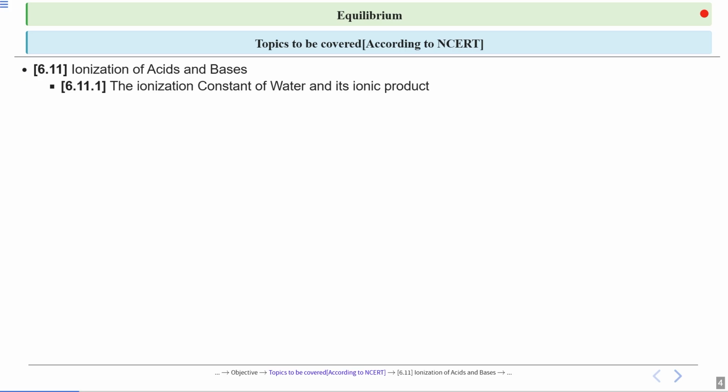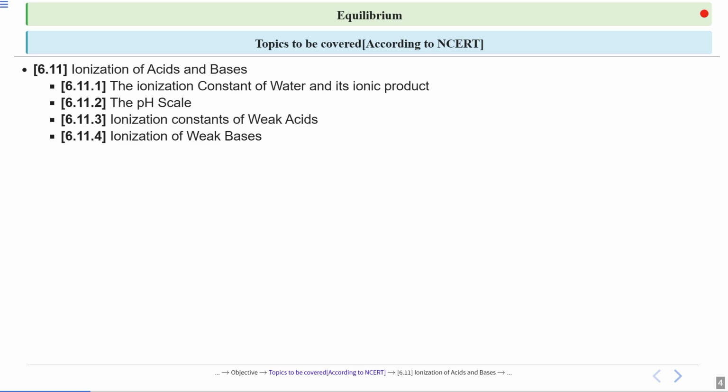Now your water is itself a weak acid and also a weak base, so we will take it as an example, and we will have a specific ionization constant representation for this water thing. Moving on to the next one, which is pH scale 6.11.2. Third one is ionization constant for weak acids. So we will define it in a general way also. Starting from this specific water example, we will move on to this general way also, which is 6.11.3, and then we will explain the same for a weak base.